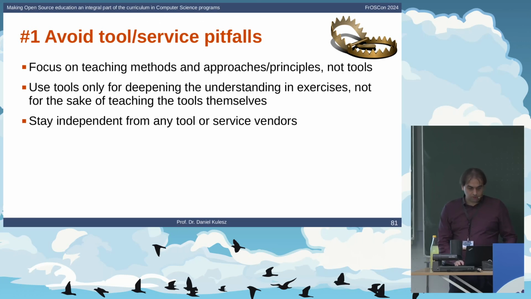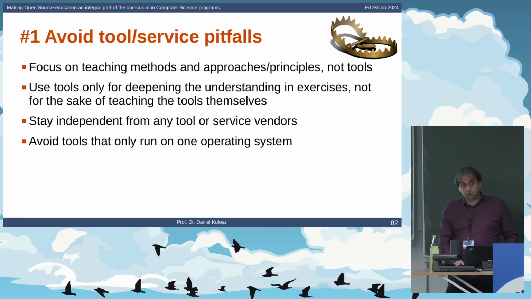Staying independent from any tool or service vendors, maybe just as a small test. Let's assume I'm always teaching how to do continuous integration with Jenkins. And now Jenkins disappears from the screen. Will I be able to still hold the course? Yes. All the principles and everything will stay the same. I will just use a different tool to showcase them.